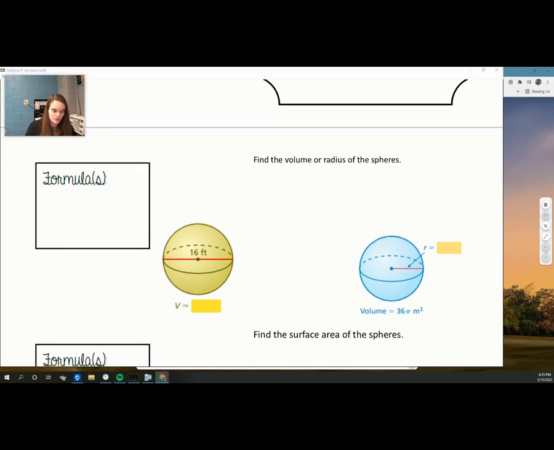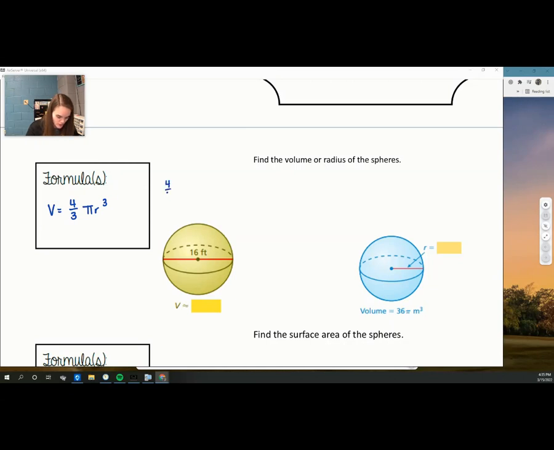And we only have one formula on this sheet. So the volume of a sphere is 4/3 pi r cubed this time. So we're talking about a cube. In the first one here, this yellow one, we're going to be finding the volume. And then in the blue one there, we're actually going to be finding the radius. So the one where we're going to find the volume, we're just going to plug that straight in.